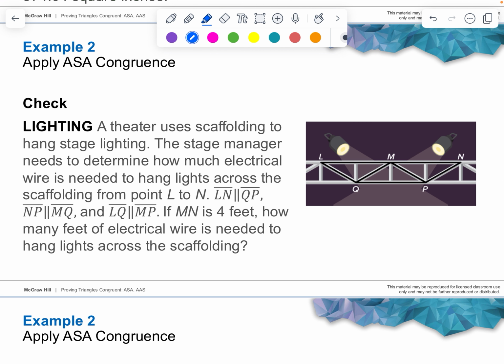Okay, now this one, go ahead and try and figure out how many feet of electrical wire is needed to hang lights across the scaffolding, essentially from L to N. Go ahead and pause me.